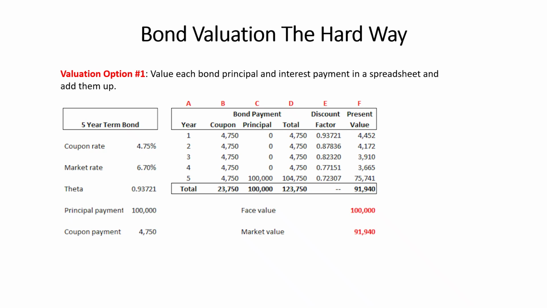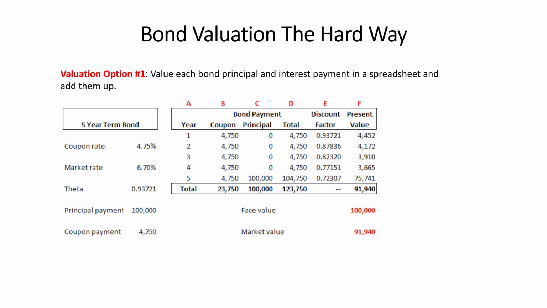So the value of that $104,750 to be received at the end of year 5, I would pay $75,741 for that today. So if we go back to our bond value equation, we add up all the present values, which is basically the discounted value of all those bond payments, coupon and the face, and I add those up. So what this spreadsheet says is that given that the coupon rate is 4.75% and the market rate is 6.70%, I would be willing to pay 91,940.